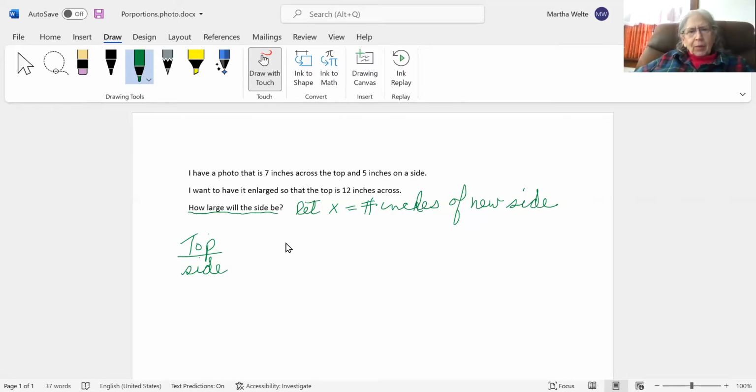Okay, now we're going to start with what we already know, which is the original size of the photo. We know the top and the side, so we can just write that fraction. The top was 7. We're planning to put top on side, so we put the 7 on the top and the 5 on the bottom. And then what about the new case? In the new case, the top's going to be 12 inches. I can put that here. What's the side going to be? Well, that's what I want to know. So I could just put an X in here.